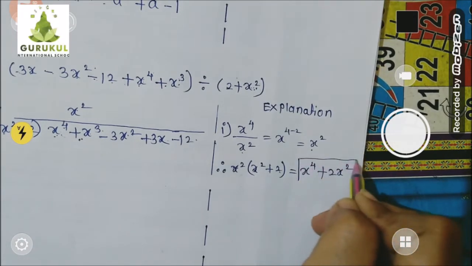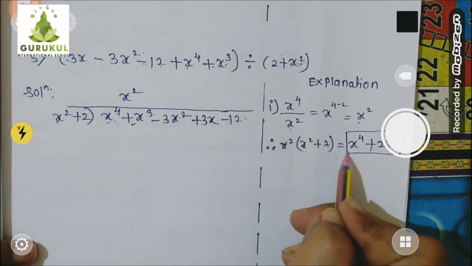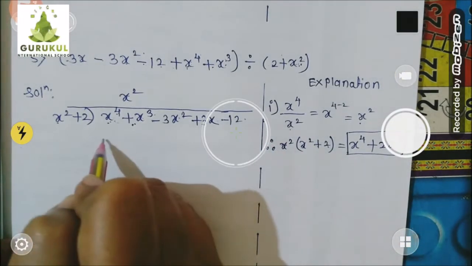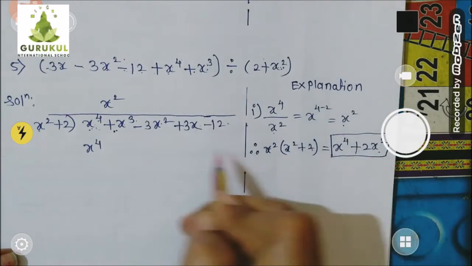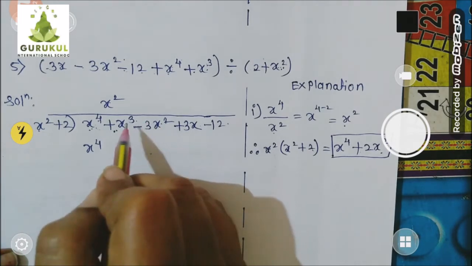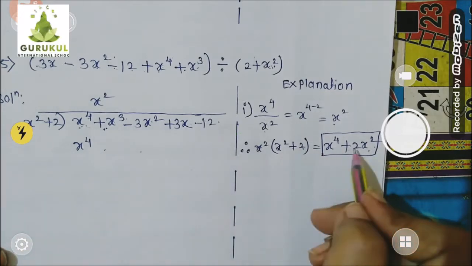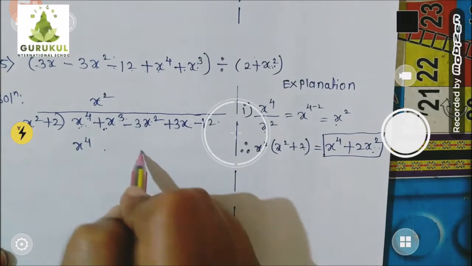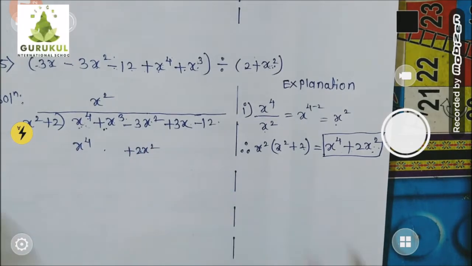Now this you write down below the like terms. So x raised to 4, I will write down below x raised to 4, and plus 2x square I will write down below this term, children. Obviously I will not write plus 2x square below x cube. I will write plus 2x square below x square only. So I have written this.